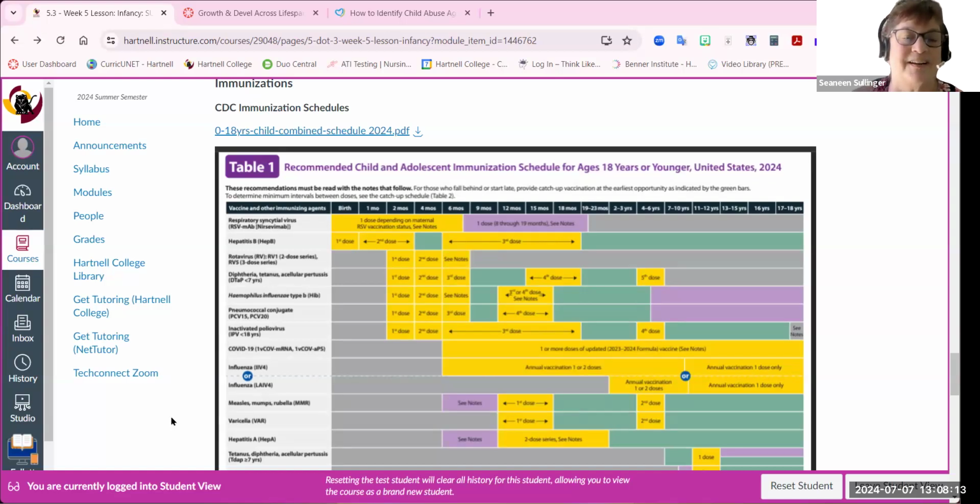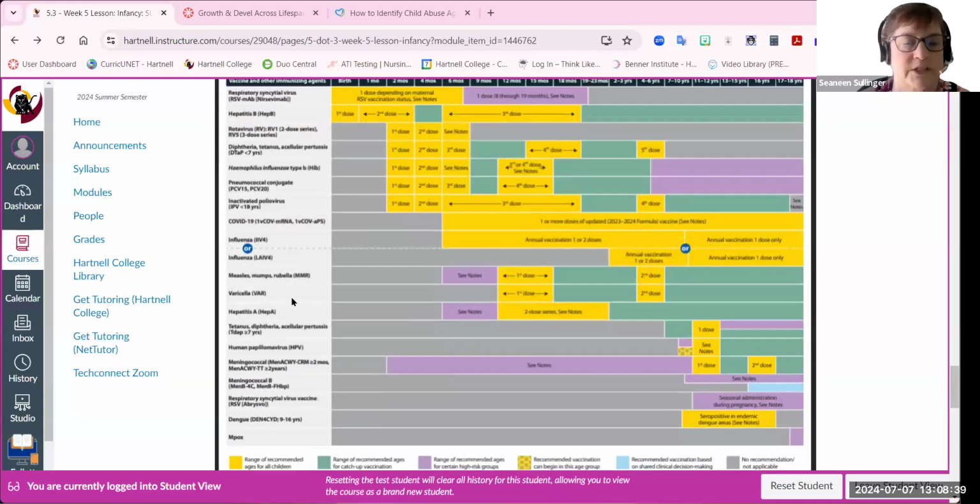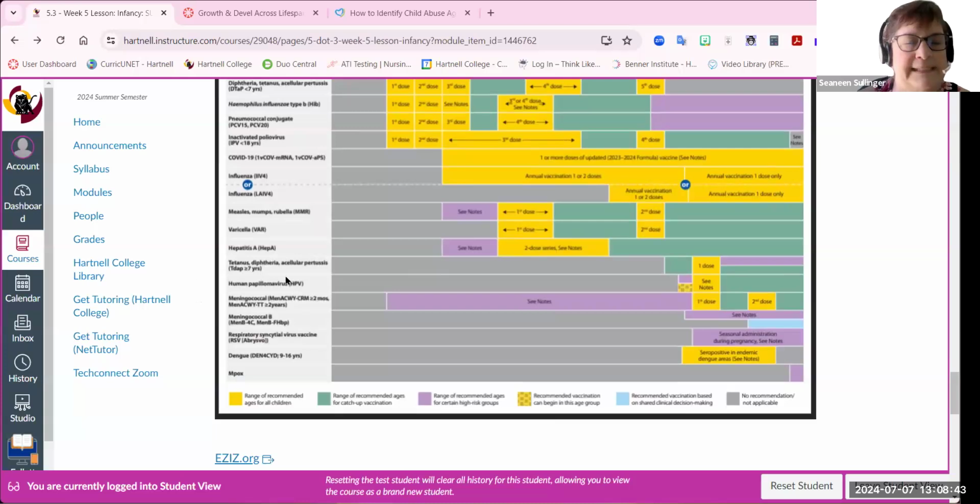There's RSV now that's just come out, not just come out, but it's been around in different forms for a while, but now it's on the schedule, the hepatitis B, rotavirus, the DTaP, a little different than the Tdap. The formula changes a little bit as we get older. Pneumococcal, polio, COVID now, flu is there, MMR, varicella, which is like chickenpox. They now have Hep A, HPV, human papillomavirus, the meningococcal series. There's another RSV one. Dengue and monkeypox are not on there. That's for if you're traveling somewhere. So you don't need those.